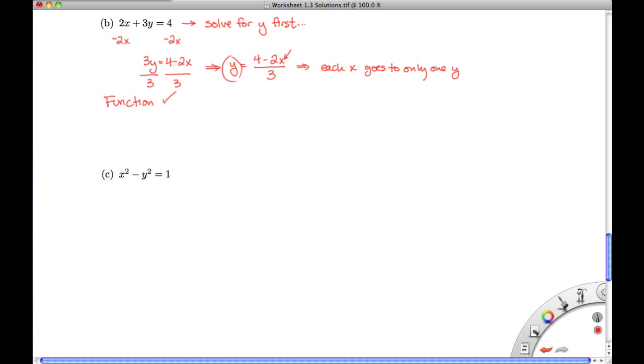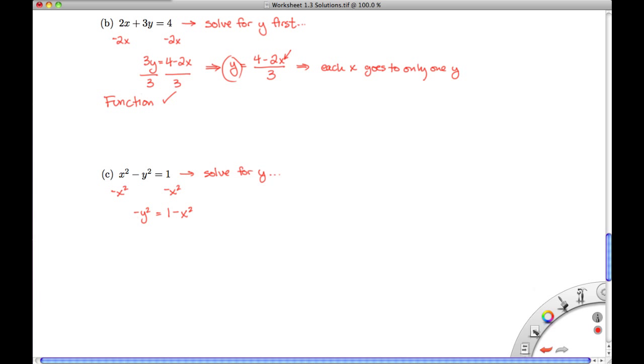In this last one, getting a little more complicated, but let's go ahead and do our first move. Let's solve for y. And this will get a little more complicated. You could do this a couple ways. I'm going to keep the y on the left here. So I'm going to subtract x squared from both sides, which is going to give me minus y squared is equal to 1 minus x squared.